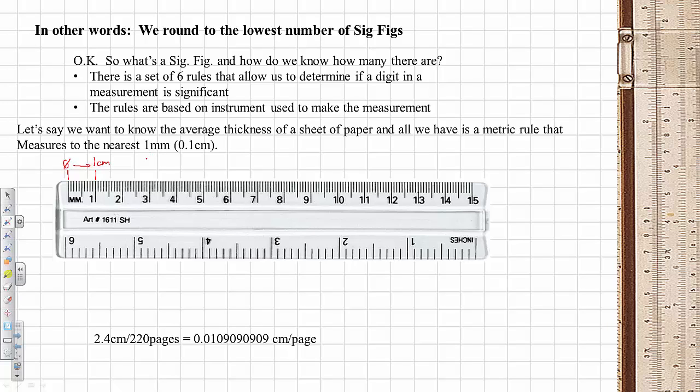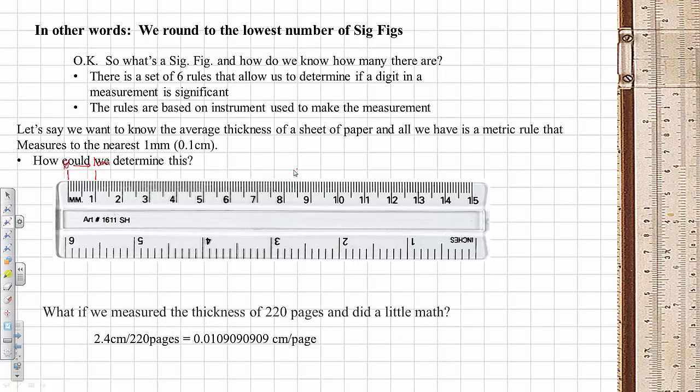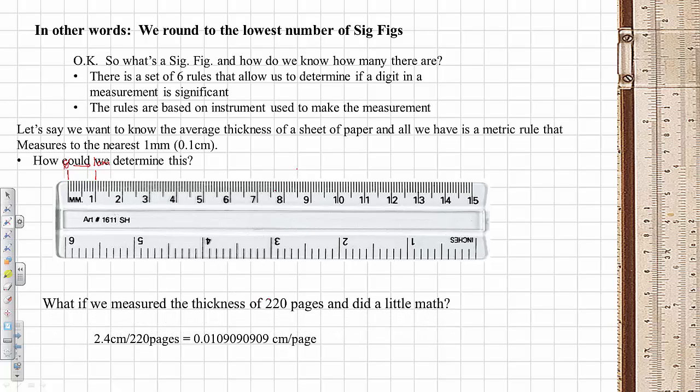Now sheets of paper are far thinner than that, so how can we possibly use this? Well, what we could do, there we go. If we measured a whole bunch, let's say like 220 pages, measure the thickness of not just 1 but 220, and then we measure that, it's 2.4. Remember, we measure to the 10th of a centimeter.